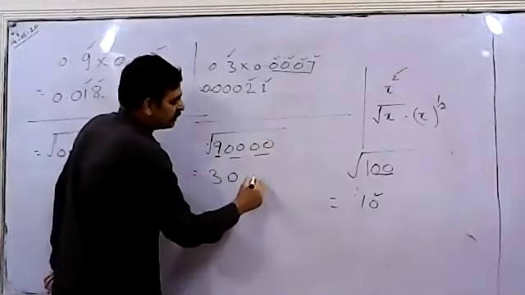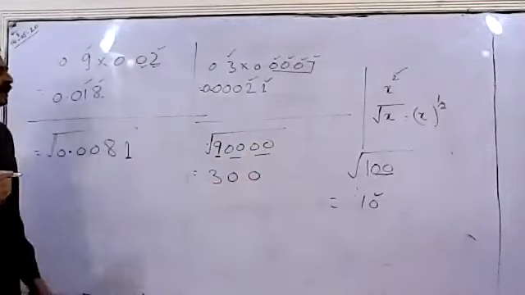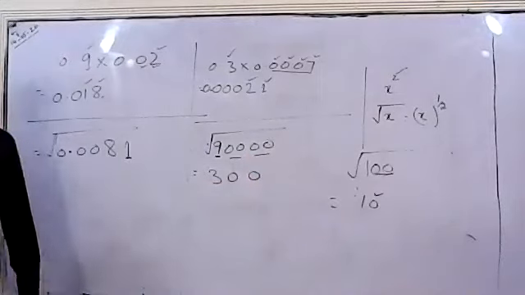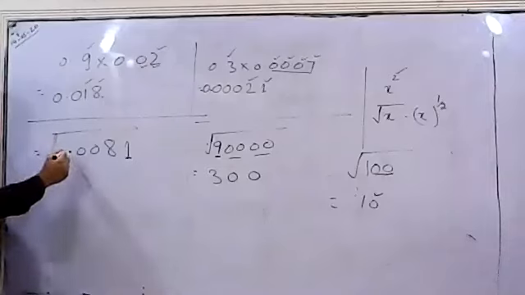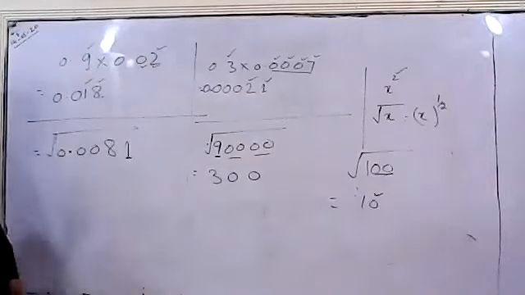Again, from this pair of zeros, we will write only 1 zero. The square root of 90,000 is 300 only. We can count zeros. Here in this case, first of all, we will remove its decimal.